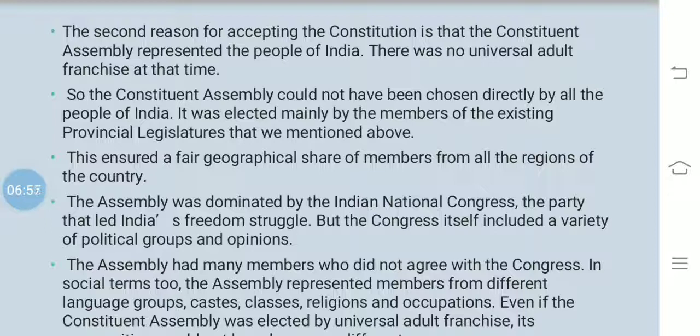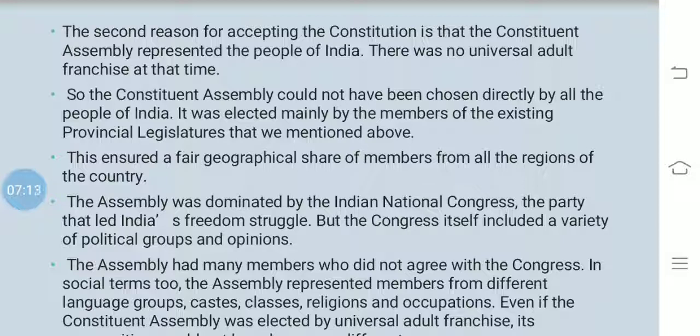This also ensured a fair geographical share. As you know, today, how do we conduct elections? We divide the country into constituencies, and from each geographical region, we have a member of parliament. Like that, we had Constituent Assembly members.